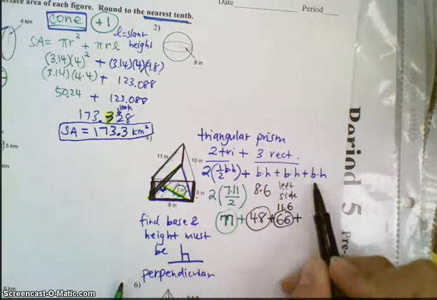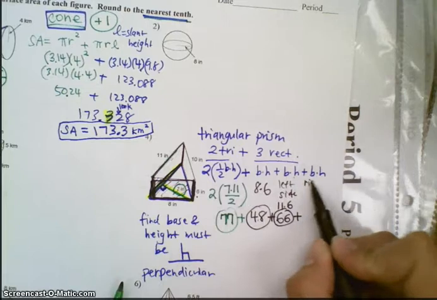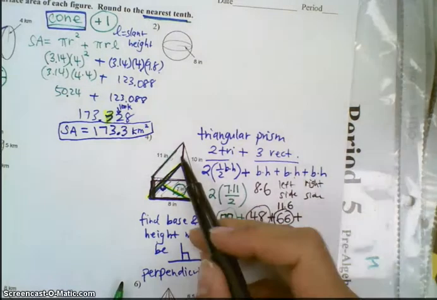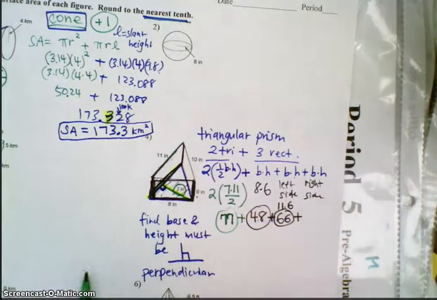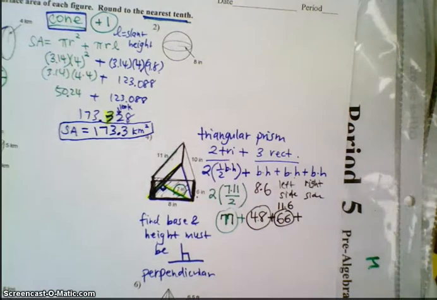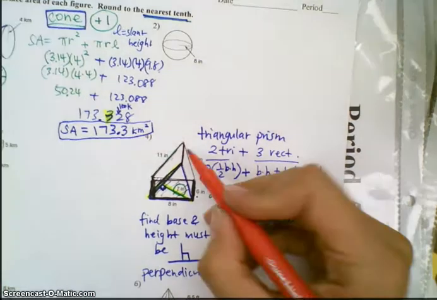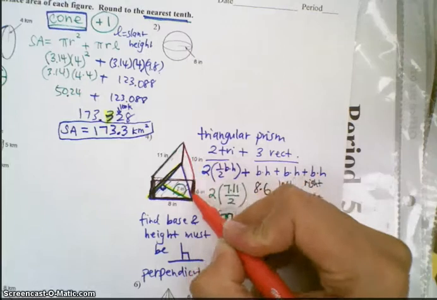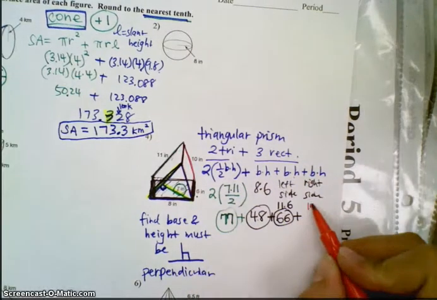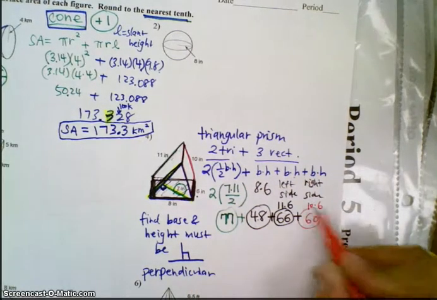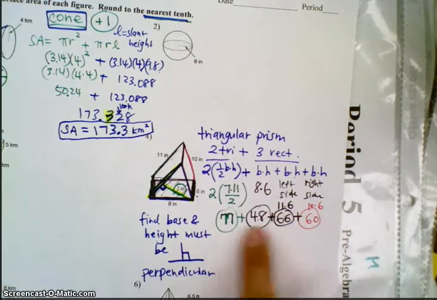Plus my last rectangle is the one on the right side, and this is over here. So I'm going to trace that. If I trace that rectangle, I am going to get 10, 6, 10, 6. So that's a 10 times 6 rectangle. It's 60. Now I can add all those 4 numbers up.